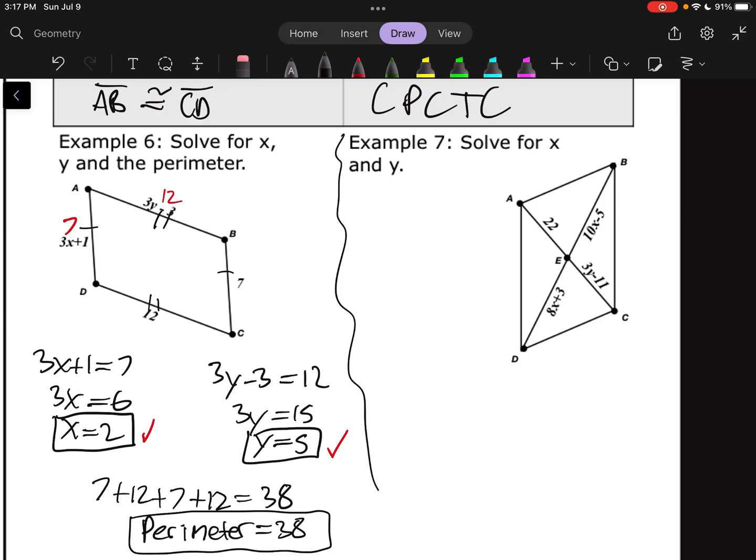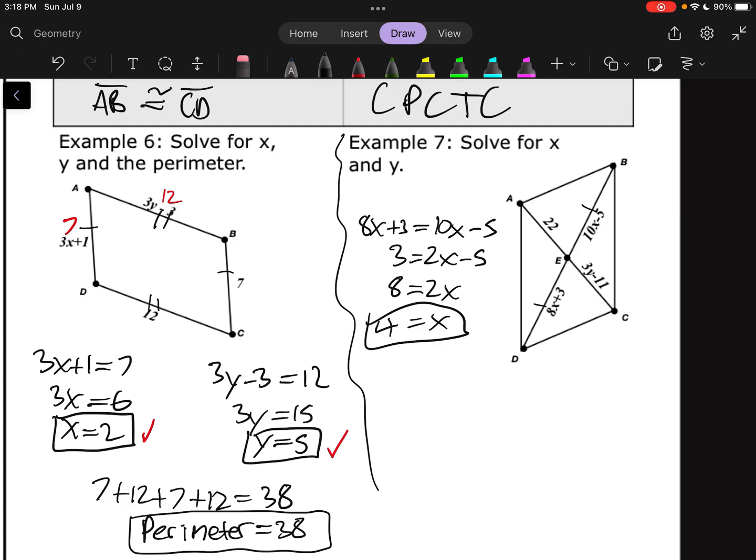And then our last one here's got that diagonal thing going on here. Solve for x and y. Well, for x, I know that DE must be the same as EB. So let me do 8x plus 3 is equal to 10x minus 5. If I subtract the 8x, I get 2x minus 5. Add the 5 over, I get 8 is equal to 2x. So x is 4. Let me make sure that that works by plugging it back in real fast. If x is 4, then 8 times 4 is 32, plus 3 is 35.